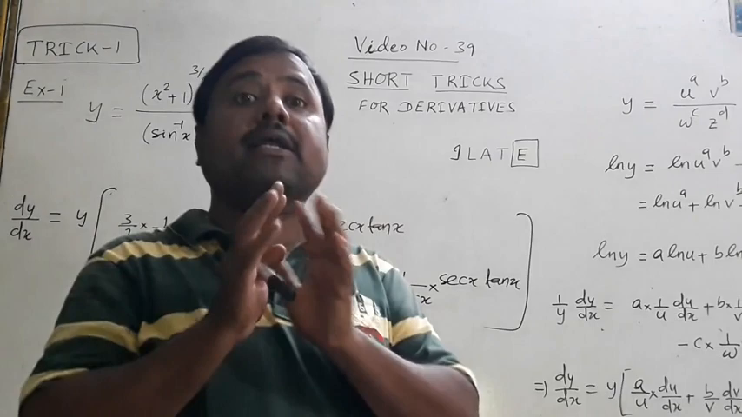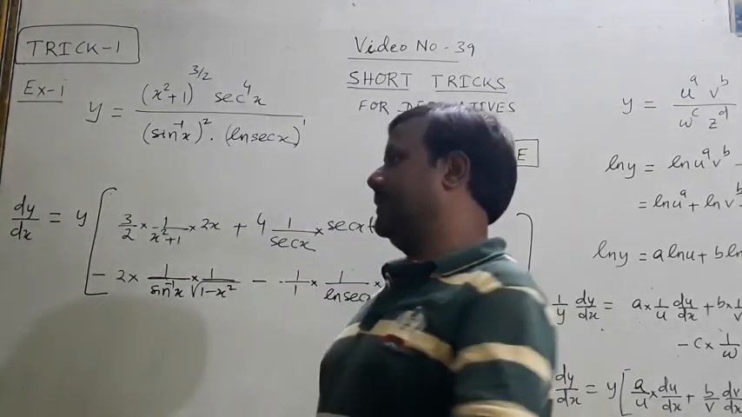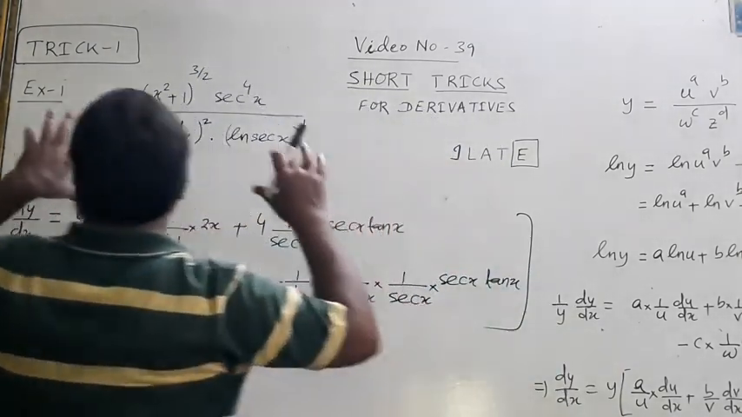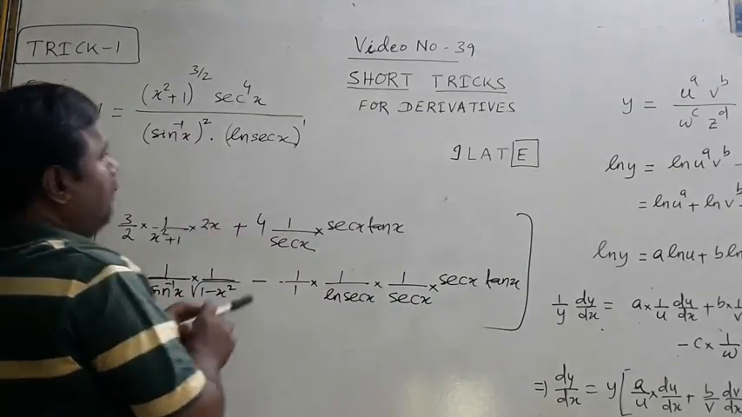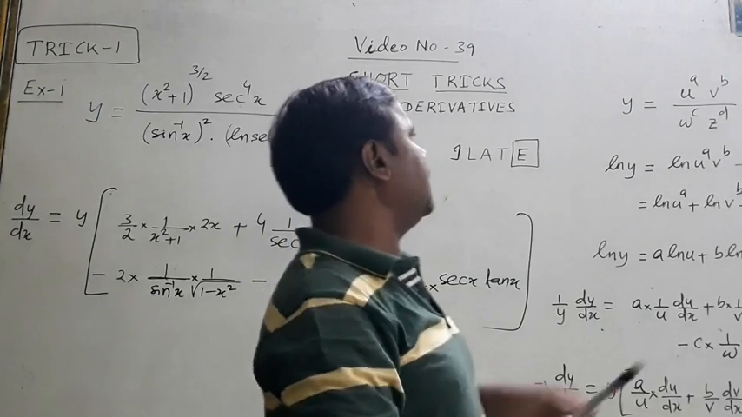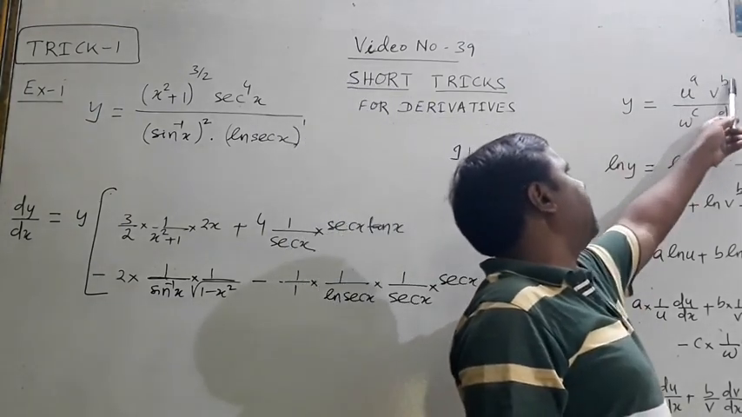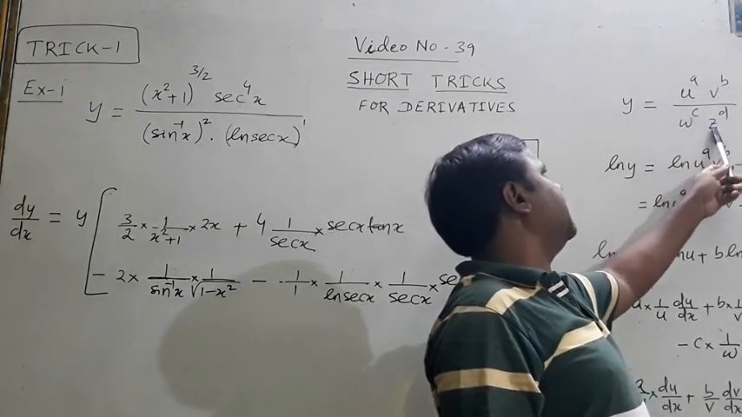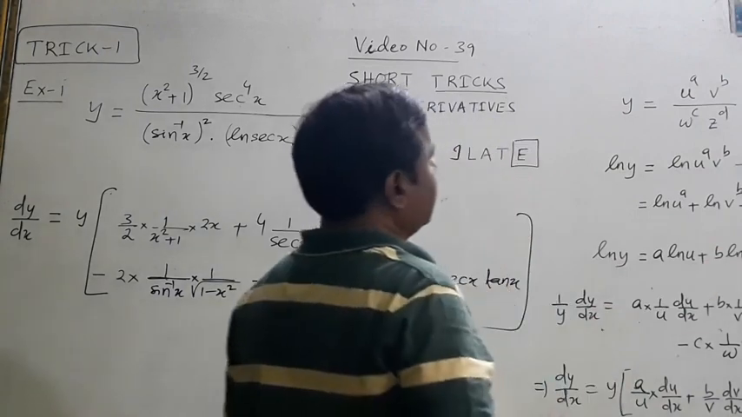But you should know how it comes like this. This is the example, but this is how it comes. Suppose y is equal to u to the power a, v to the power b, divided by w to the power c, z to the power d. Then what are we doing?